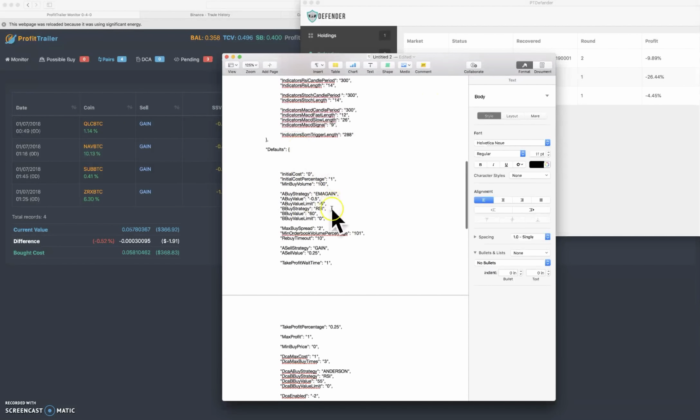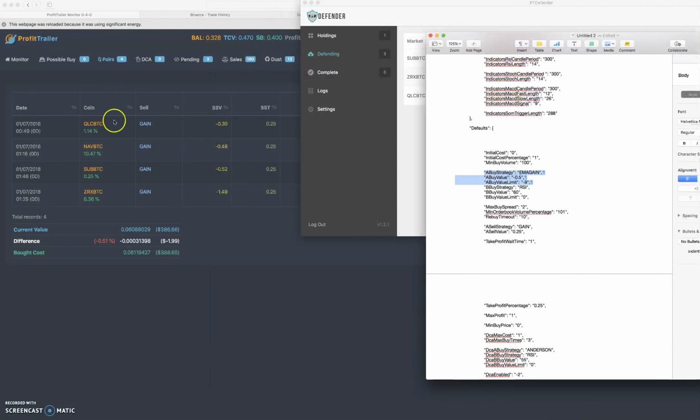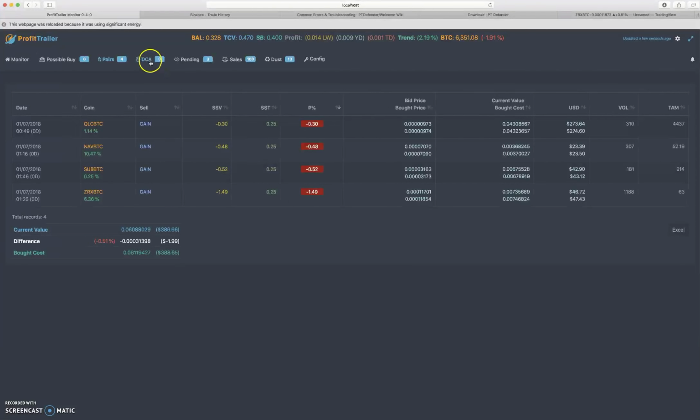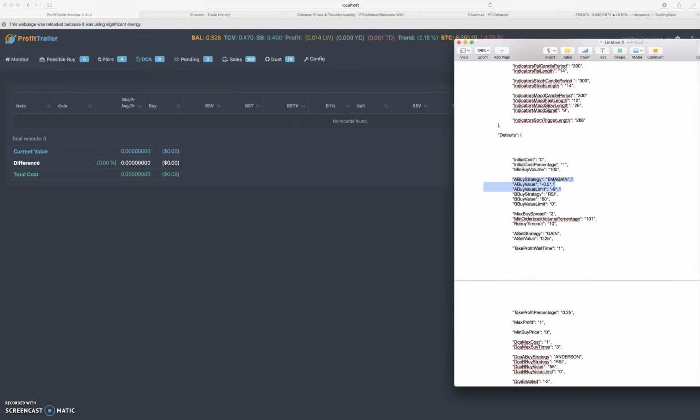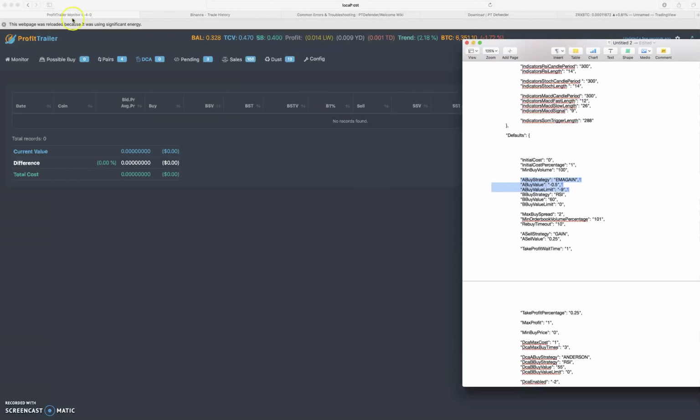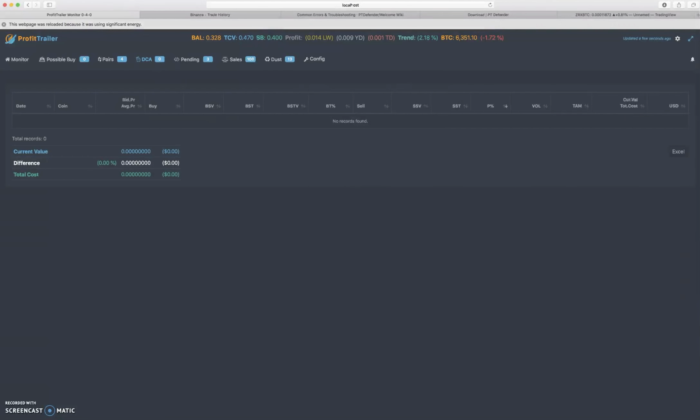Defaults. This is very, very important actually. So these are your strategies. If you're having issues with Profit Trailer buying your coins, first check your strategies, your buy strategies. Are they enabled here? Like where is your coin ending up? So this is another huge question I get. And this is something the support staff asked me to talk about in a video.